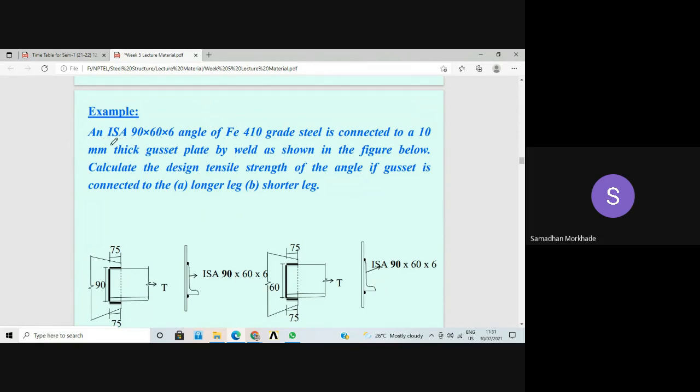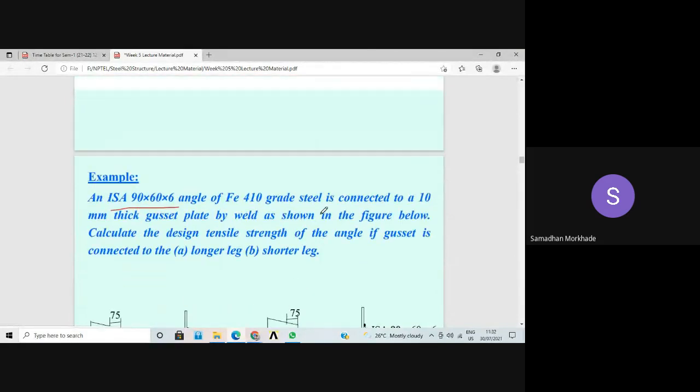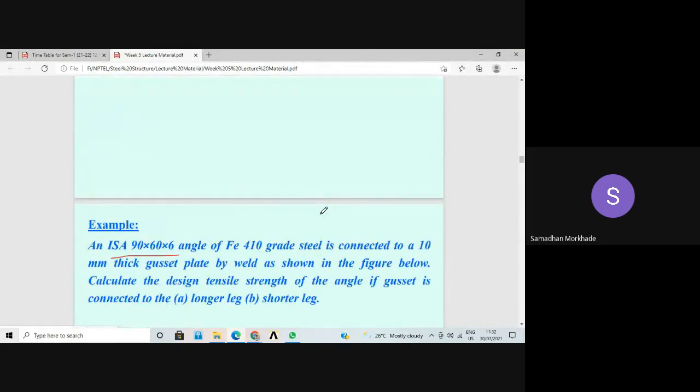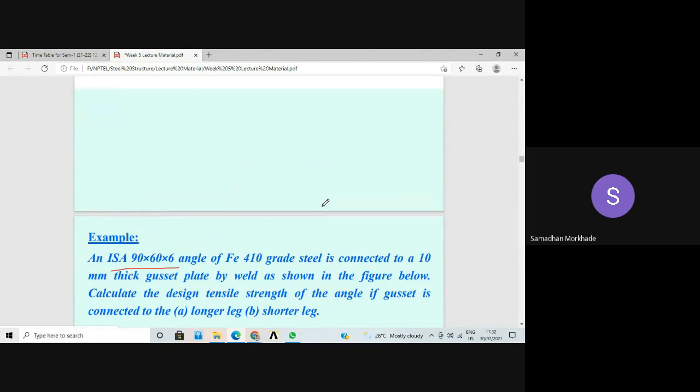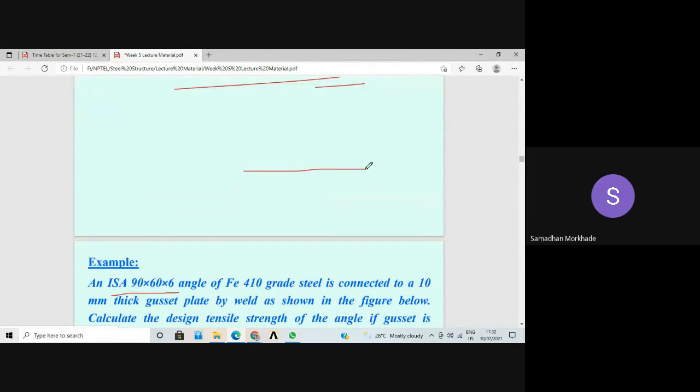ISA 90 by 60 by 6. It is again a single angle section, sorry, an unequal angle, not uneconomical. While talking, many things come up. Yesterday I talked about something like this. I have shown you one truss.